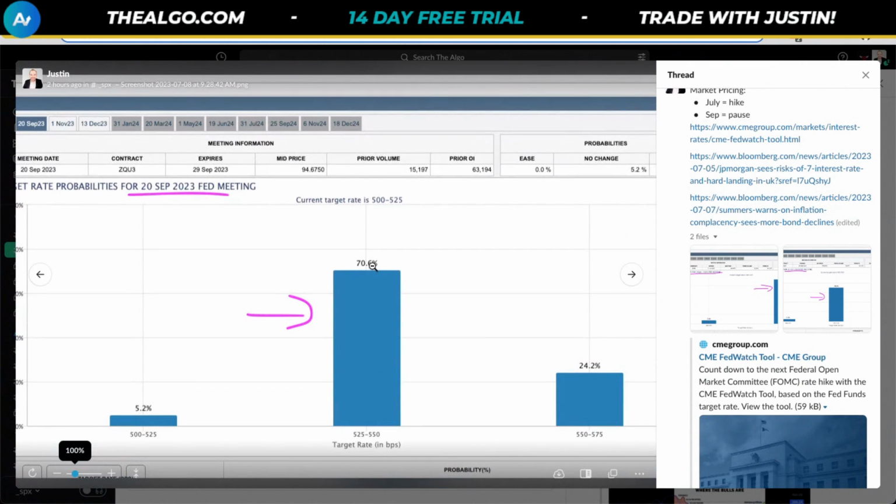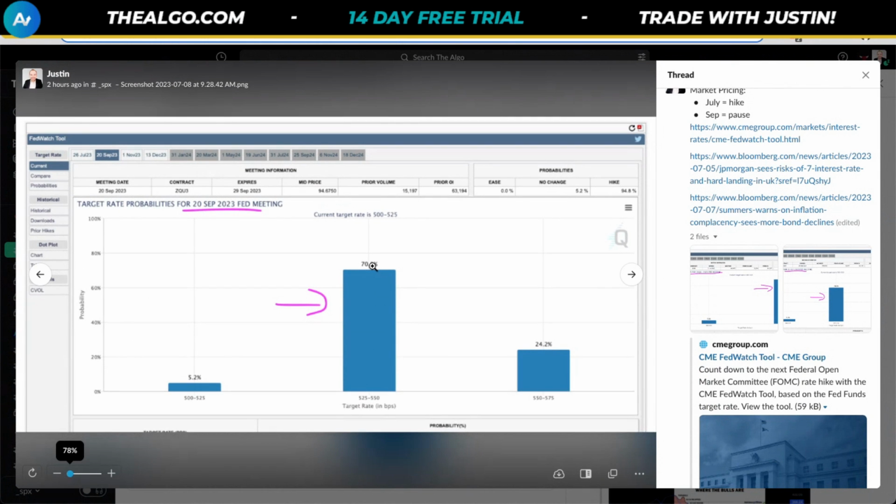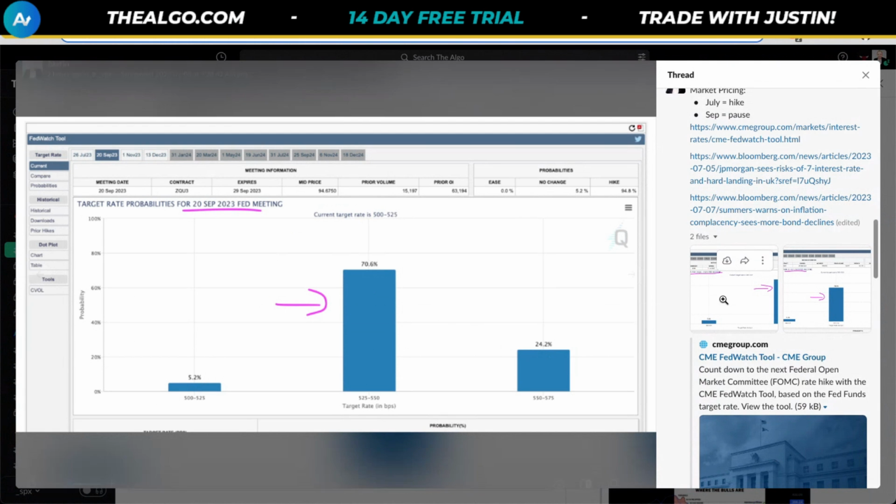There's a 70% chance priced in right now that we get a pause in September. That's not what I've heard from any Fed officials. And we note that we have a 5% chance of a cut and a 24% chance of a hike.